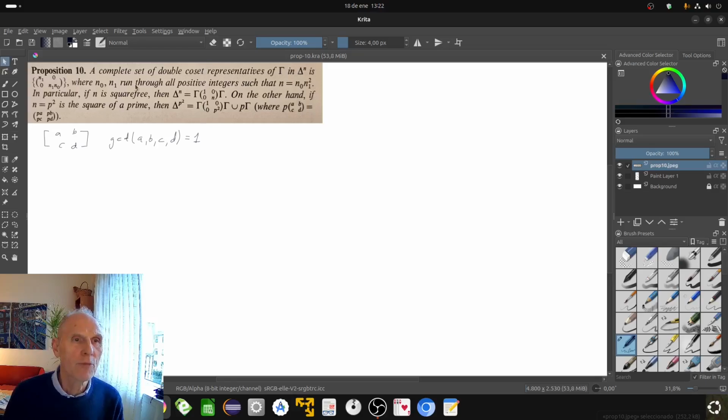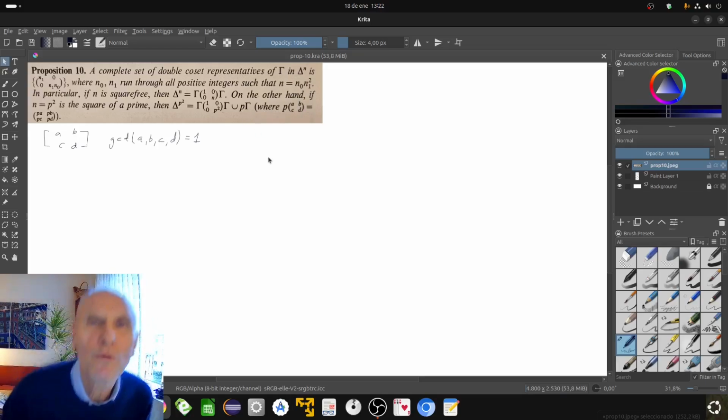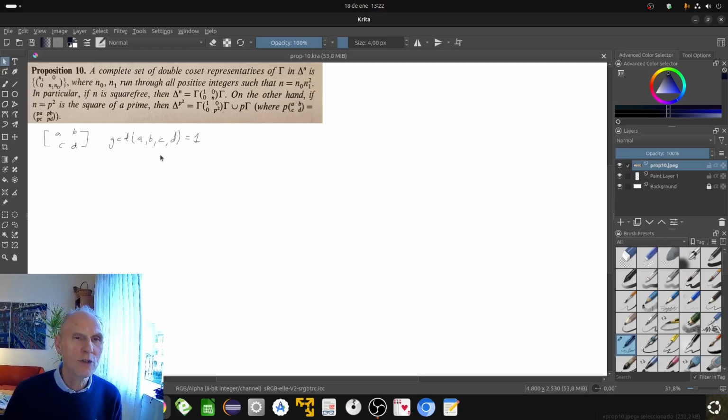I didn't like the proof of proposition 10 because they use or refer to a theorem which I think is obviously equivalent to proposition 10, so I would like to prove it directly and I think I've found a way, so I'll just show that.